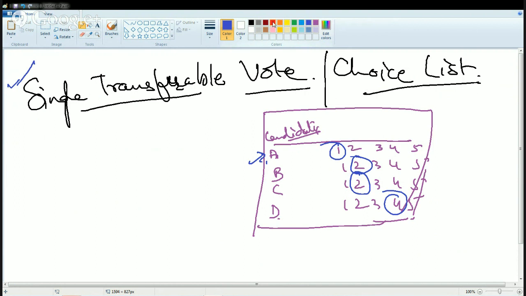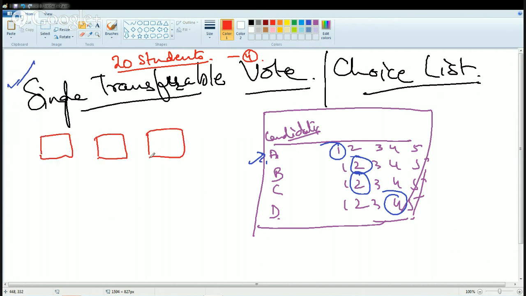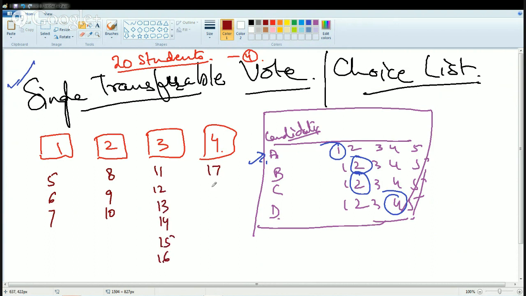I'll give you a very easy and simple example to understand this. Suppose there are 20 students in a class. Okay, 4 of these 20 students contest an election. So this is student 1, student 2, student 3, and student 4 who are contesting the elections. Now the remaining students, 5, 6, 7, 8, 9, 10, 11, 12, 13, 14, 15, 16, 17, 18, then again 19 and 20 here, try to vote for 4 different people here.